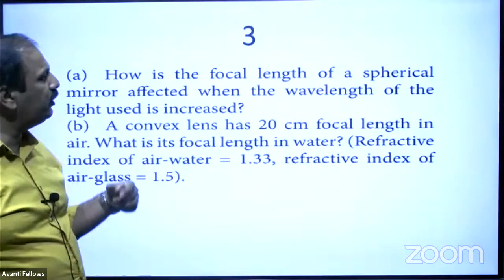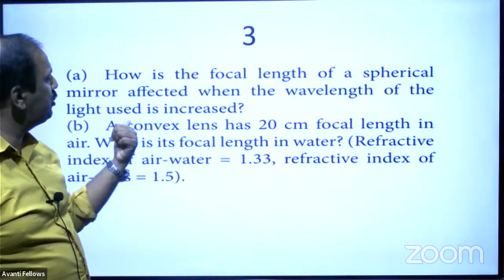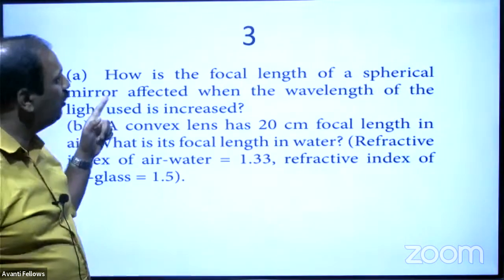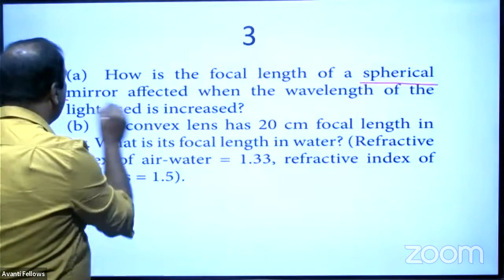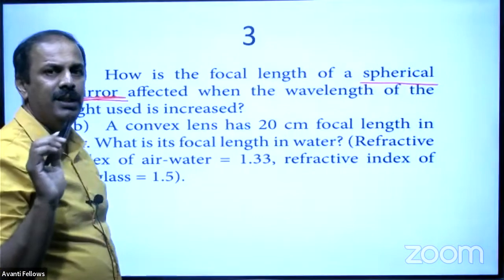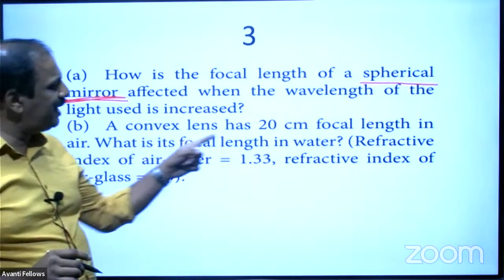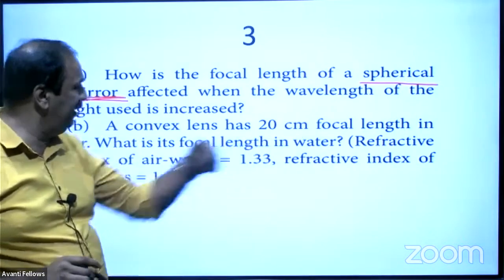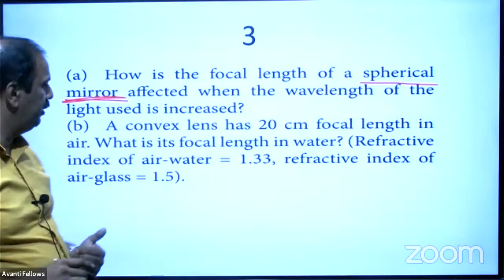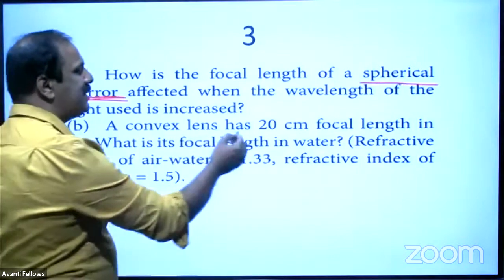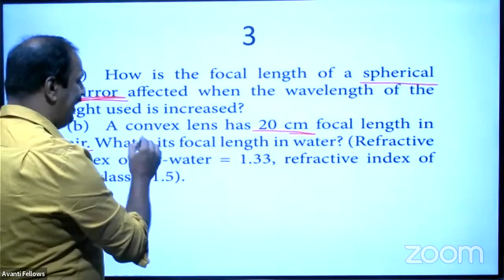How is the focal length of a spherical mirror affected when the wavelength of the light used is increased? For a mirror, no effect. For a lens only, the effect is there. Second part: a convex lens has 20 centimeter focal length in air. What is the focal length in water? That is important. A convex lens has 20 centimeter focal length in air, so this is a lens.